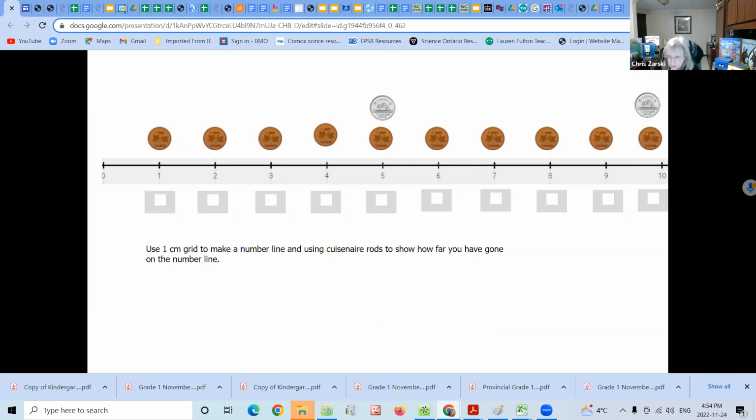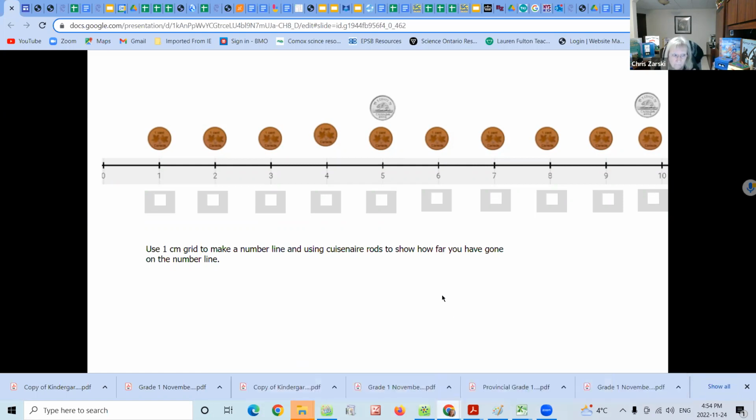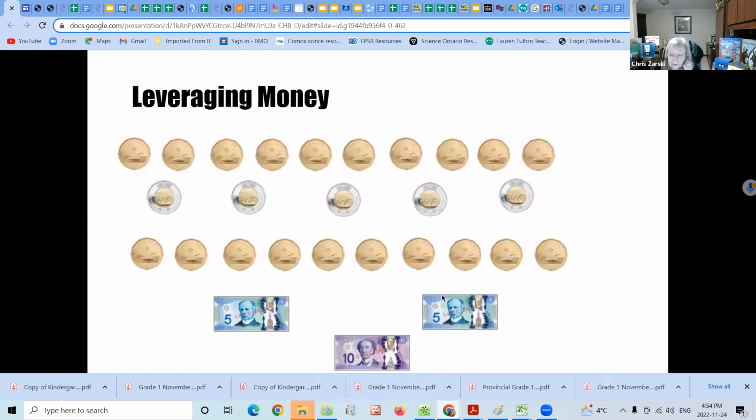Put money on a number line. Show me that every time I see a 5, I can put a nickel. Show me that every time I have 2 nickels already accumulated, I can put a dime. So they're incrementing by 5s, they're skip counting by 5s, skip counting by 10s. Again, I can build that all as I go along. So leverage money as much as you can.